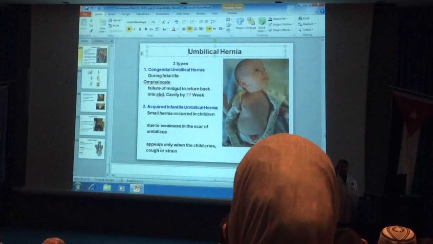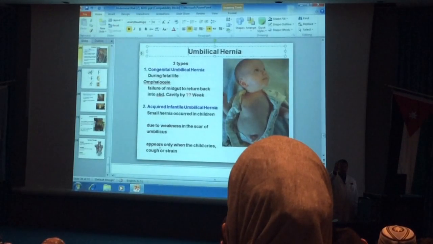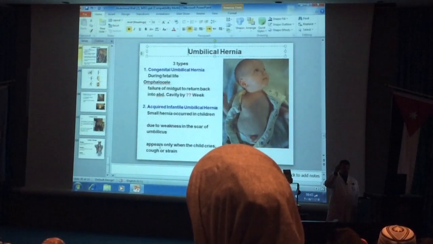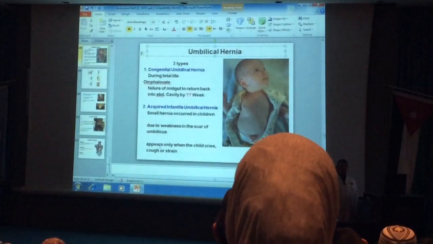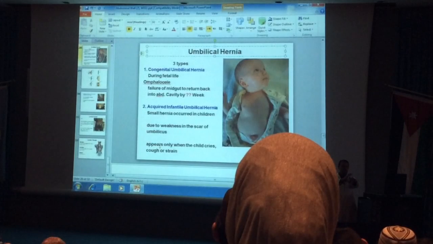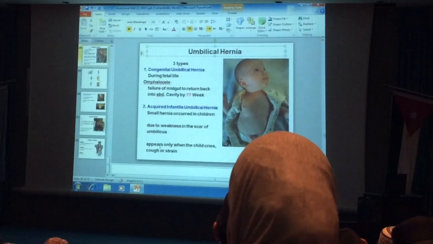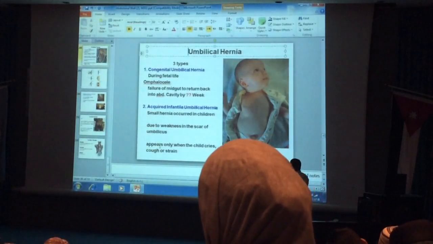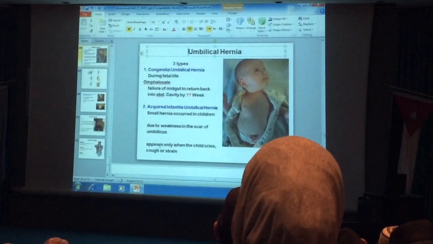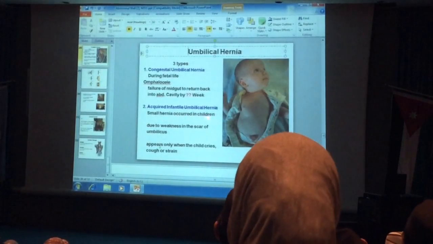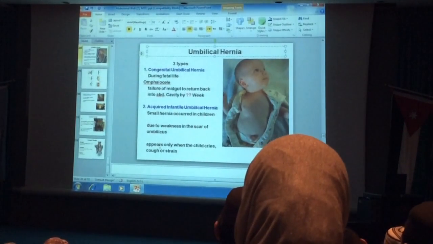If there is a weakness in the formation of these fibers, not complete formation of the scar of the umbilicus, then when there's an increase in abdominal pressure, the intestine can easily go outside through the scar. When it's reduced, it goes back again, okay? So it happens due to weakness in the scar of the umbilicus, in the fibers forming or obliterating the umbilical cord inside the body. So this is called acquired infantile umbilical hernia. Small hernia in children due to weakness in the scar of the umbilicus.